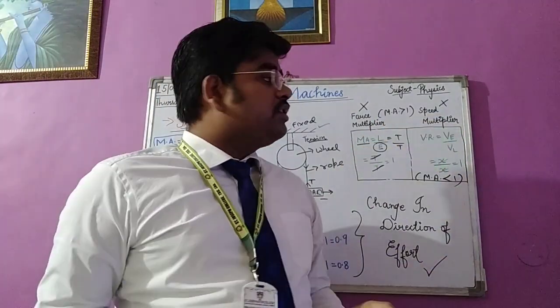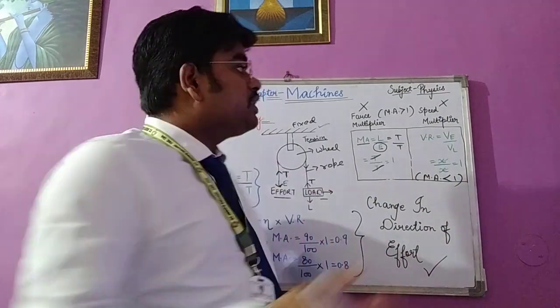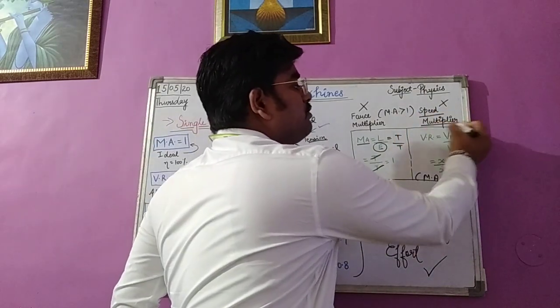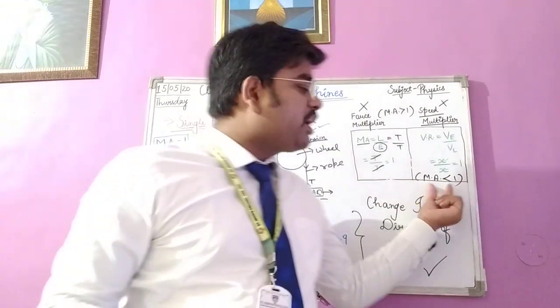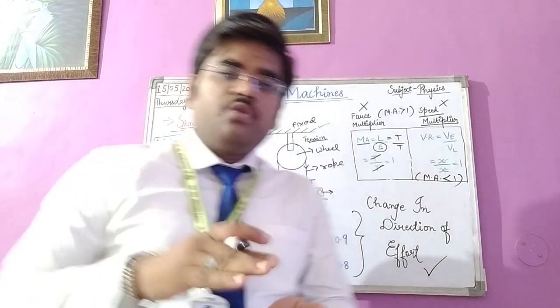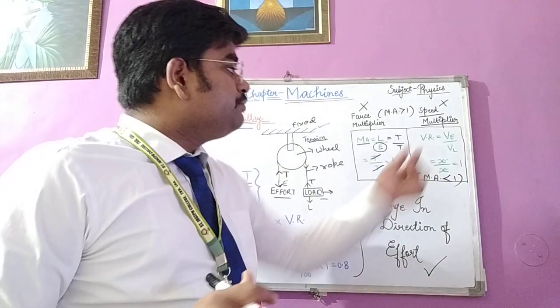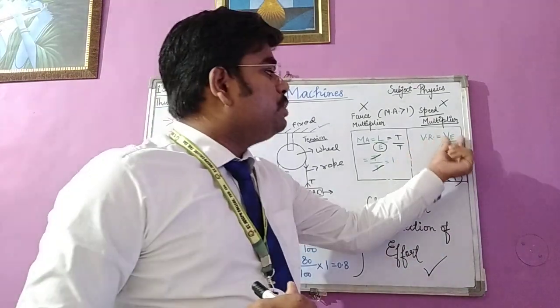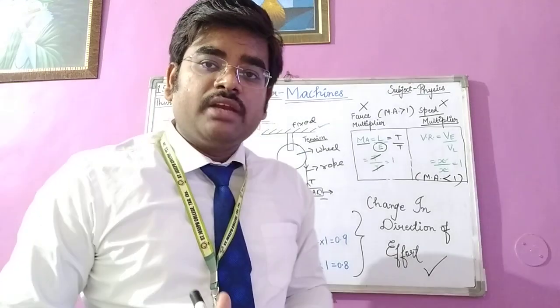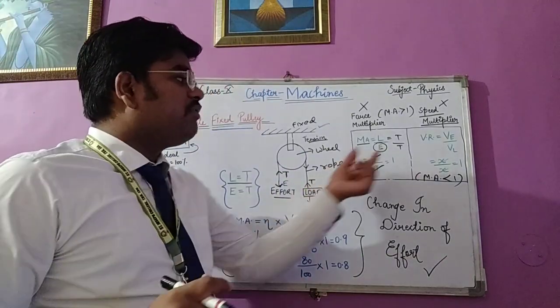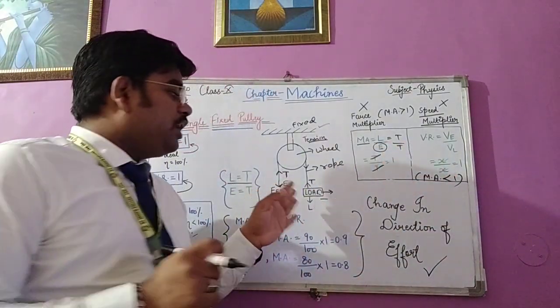Now I have to check speed multiplier. In the case of the speed multiplier, I have written that the mechanical advantage should be less than 1. So we have to check whether the mechanical advantage is less than 1 or not. So listen, velocity ratio, that means VE by VL, we have taken. The velocity of the effort by the velocity of the load. So here we have to check.